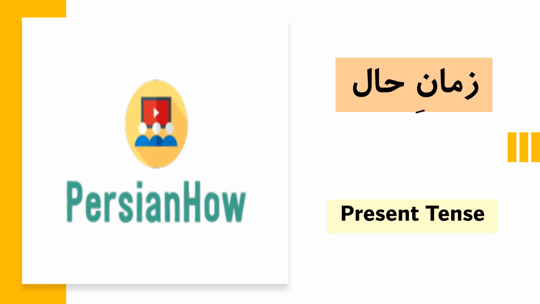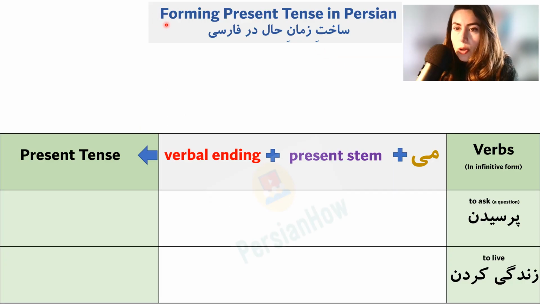زمان حال. Forming present tense. ساخت زمان حال. زمان حال, it means present tense. So we have 2 verbs here as examples. Let's start with the first one. The first one, پرسیدن. پرسیدن means to ask, but not like to ask a request, to ask a question.